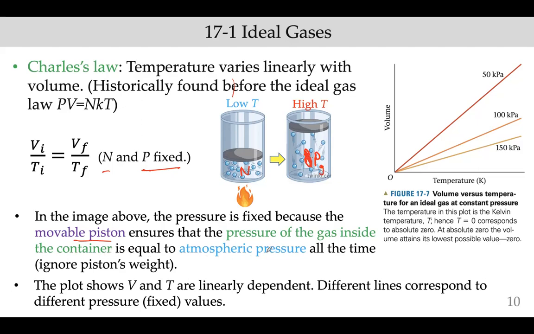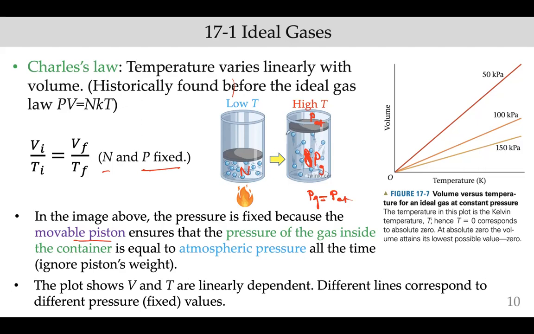It's equal to the atmospheric pressure. So the pressure outside is P_AT. So P_gas is equal to P_AT all the time. Why are they equal? Because if they're not equal, then the piston would move up or down until they are equal.